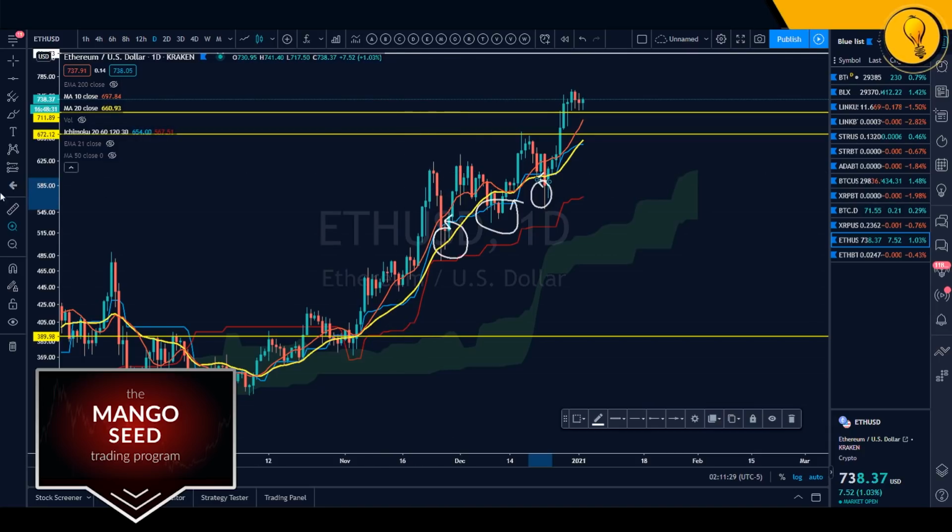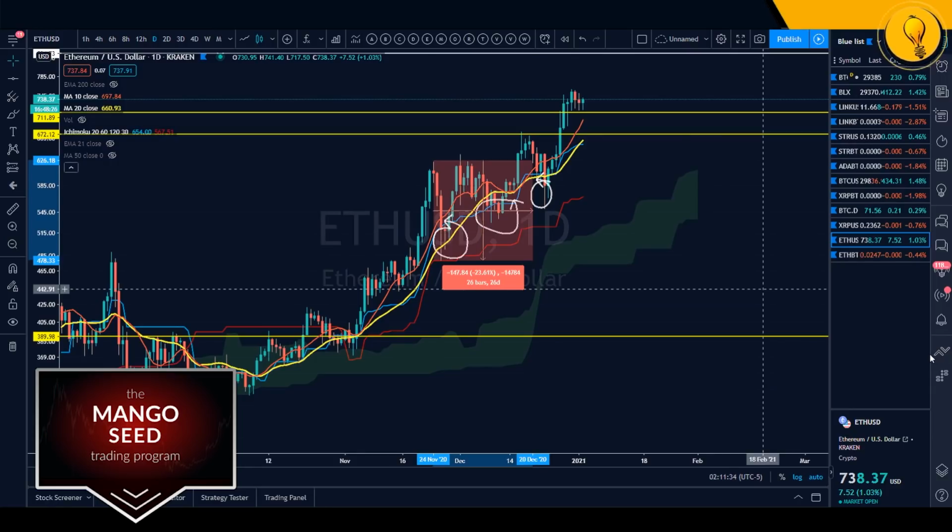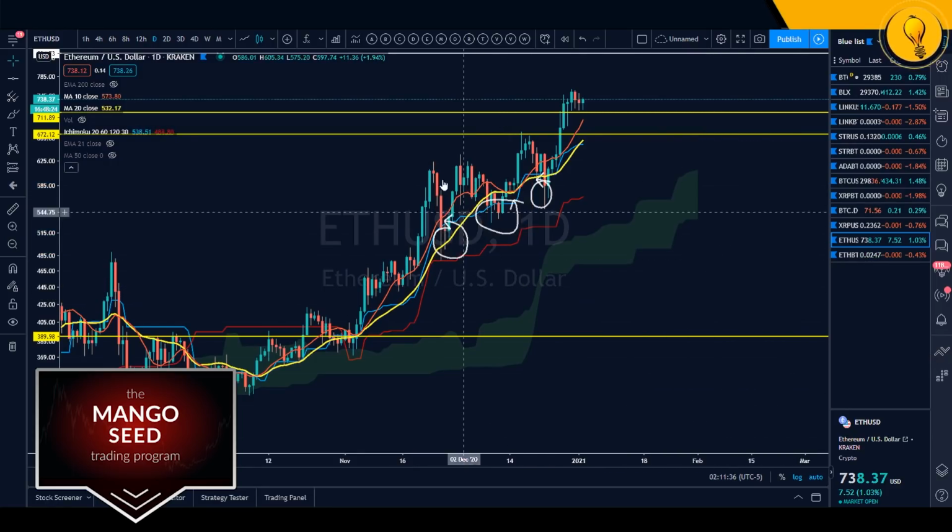Now, in hindsight, everything looks perfect, right? In hindsight, everything is perfect. But if you look at these dips, these were good 23% dips to the downside. But I want you to notice how this uptrend was still pretty much intact.